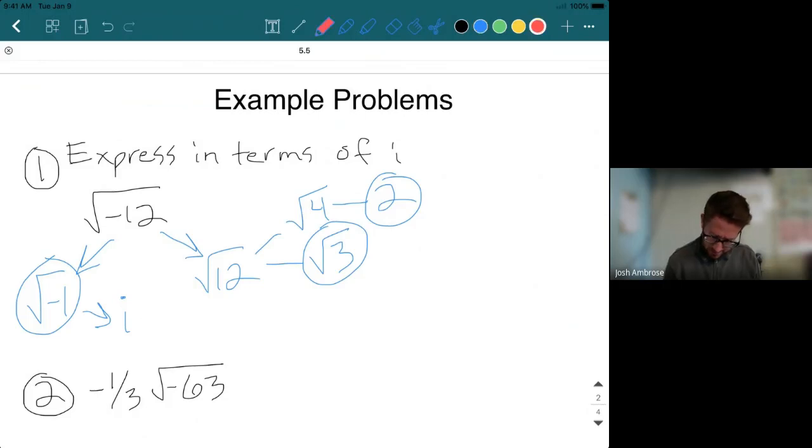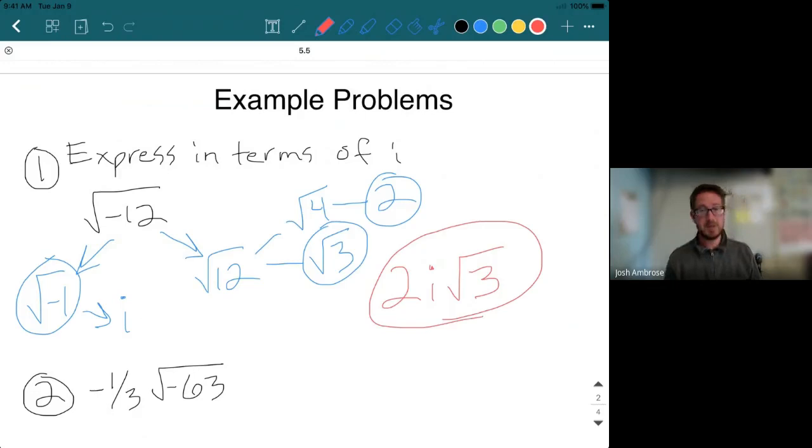Now let's put it all together, using a different color here. You have 2i square root of 3. That would be the simplified solution here. Once you pull out that radical -1, you essentially have now isolated i, and you need to take care of everything else. All right, let's do another one.